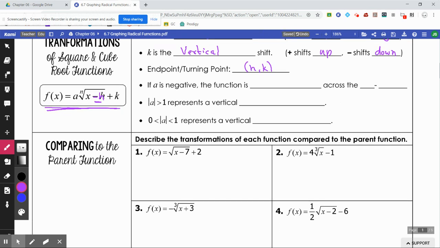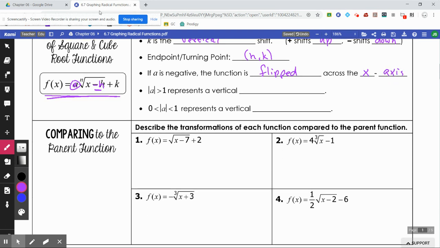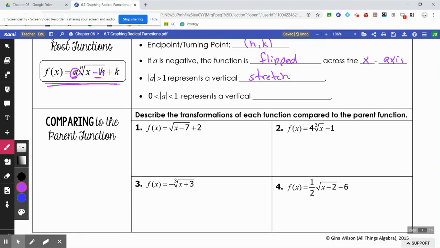Now let's talk about your stretches, compressions, and flips out here. If a is negative, since it's out here, it's going to be vertical: the function is going to be flipped vertically, across the x-axis, up and down. If the absolute value of a is greater than 1, a value bigger than 1, that's going to represent a vertical stretch. And if it's between 0 and 1, that's going to be a compression of the graph.